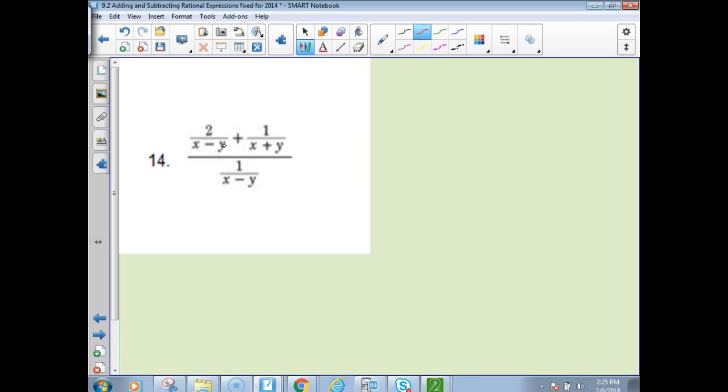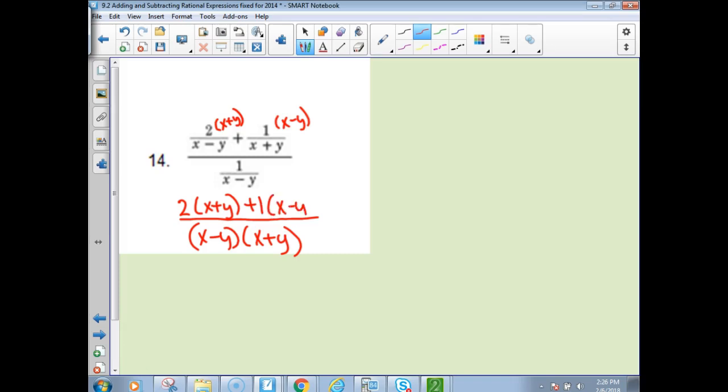All right, so we're going to pay attention to the top only right now. We're going to add this fraction plus this fraction, just like we've been doing. The denominators are different. X minus y and x plus y are not the same thing. So to do this problem, I will need to multiply this one by x plus y, right? 2 times x plus y. The denominator will be x minus y times x plus y. I will multiply the second one by x minus y. So that's going to be plus 1 times x minus y.